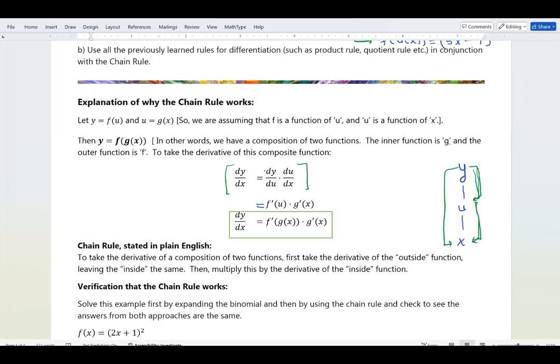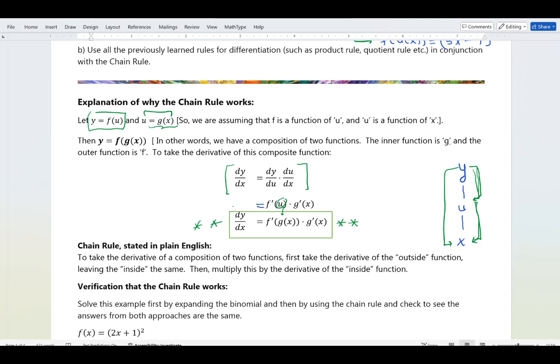And if we rewrite this again, remembering that y is a function of u, dy/du would be the derivative of that, which is f prime of u. And then du/dx, since u is a function of x, u is g of x, the derivative of that would be g prime of x. And since u is the same as g of x, we can replace u by g of x, and voila, we have the final version of the chain rule. I know it may look complicated at first, but once we do the examples, you will see it's not that bad. So let's repeat then.